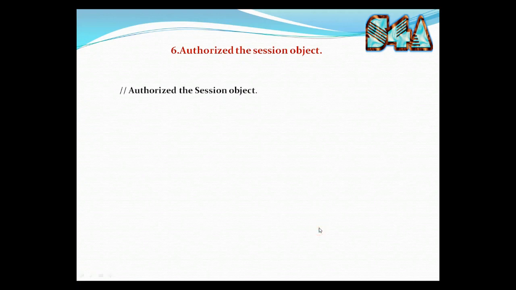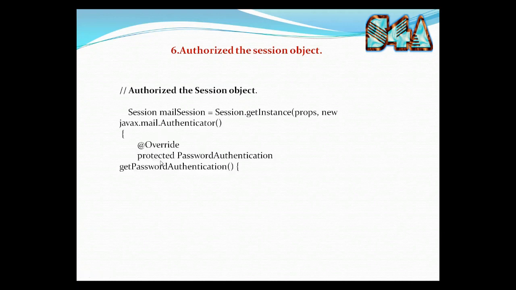Authorize the session object. Here you need to authorize the session object. You just create an object of the Session class and getInstance with props, the properties object, and new javax.mail.Authenticator. Override that protected PasswordAuthentication getPasswordAuthentication. You need to authenticate the password. Return new PasswordAuthentication with from and pass, where from is your email id, and pass means your password.